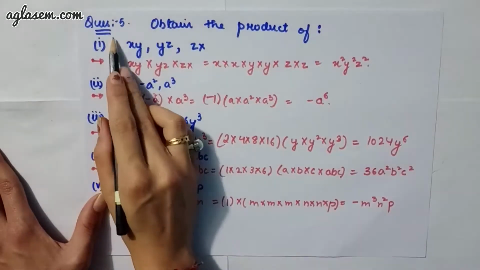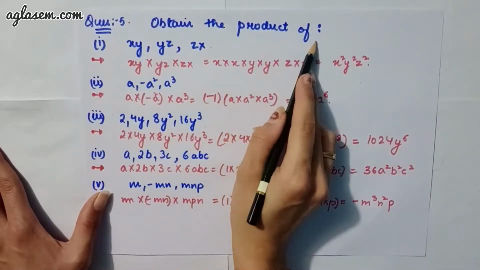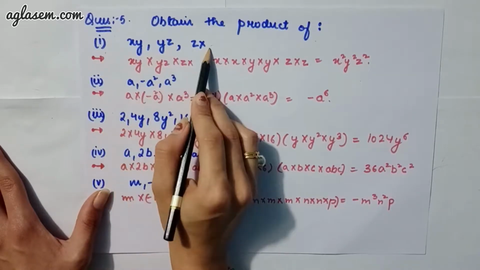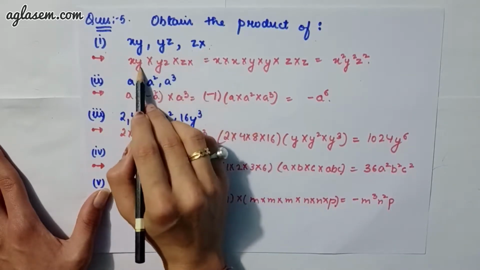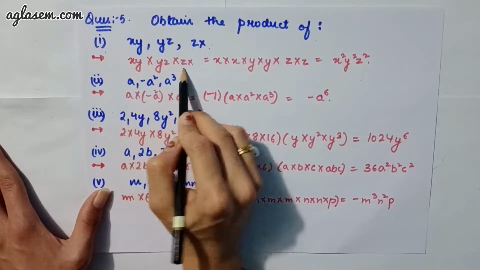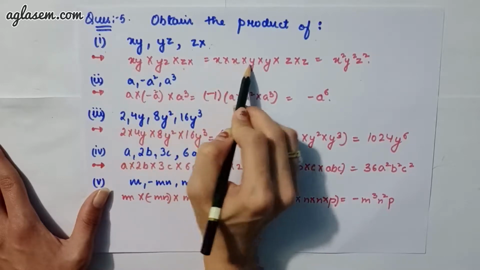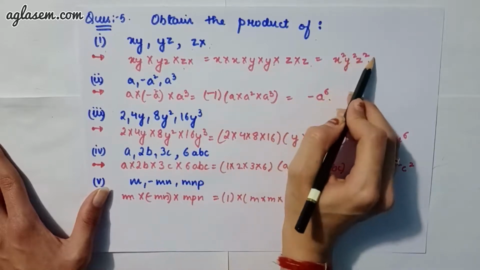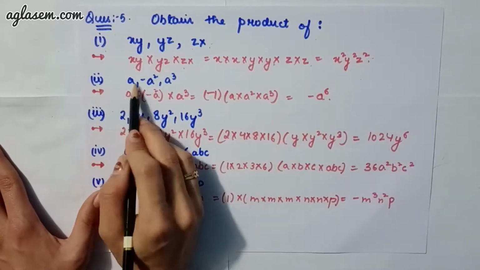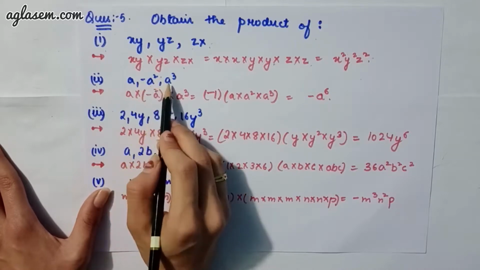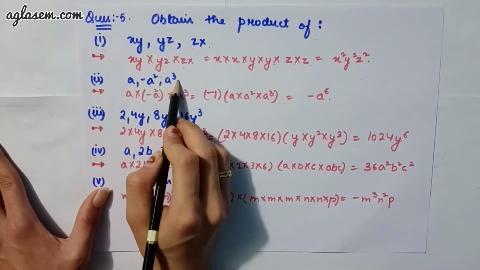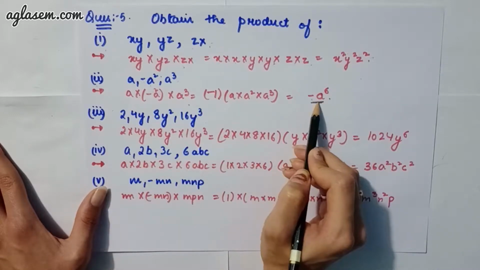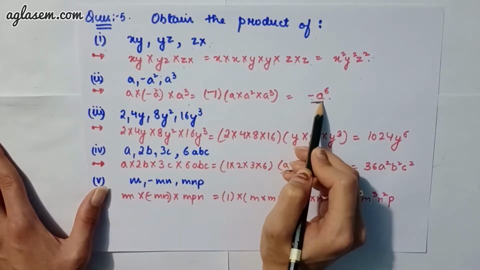Moving to our fifth question, which says obtain the product of, part 1 says xy, yz, zx. So xy into yz into zx means x into y into z, which means x square, y square, z square. Part 2 says a into minus a square into a cube. Again writing it into form, and our answer will be minus a power 6.